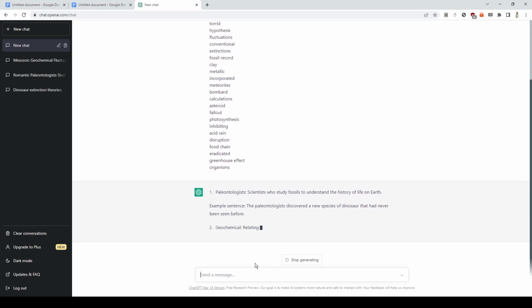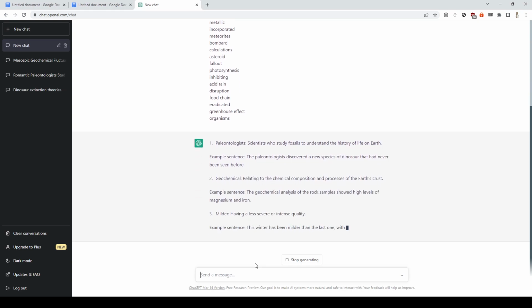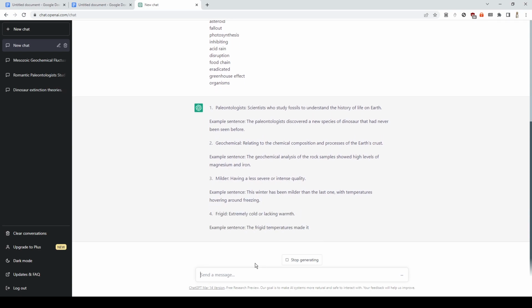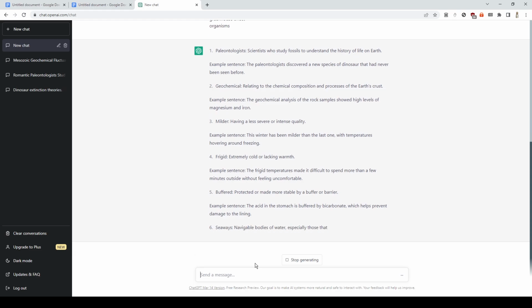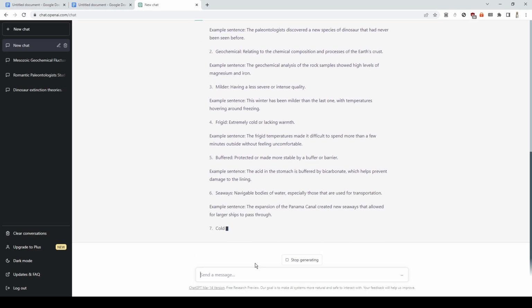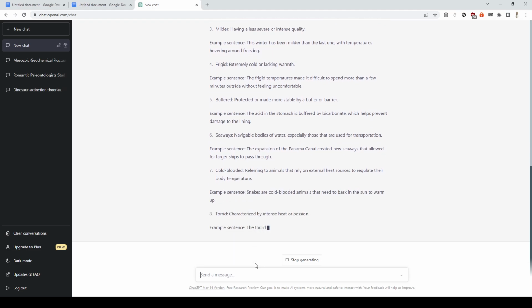Paleontologists, scientists who study fossils to understand the history of life on Earth. And gives me a sentence. You know, I shouldn't even limit myself to one sentence. I should say, give me 2 sample sentences. I've got all this technology at my disposal. I should ask for more.